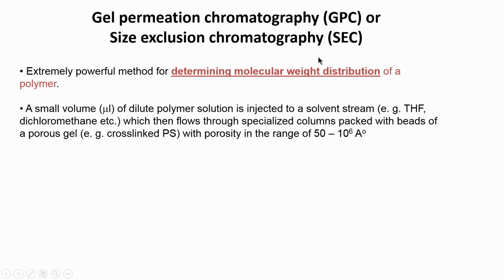And then another very widely used and very powerful method is gel permeation chromatography, also called size exclusion chromatography. What it is, you take a small volume of your dilute polymer solution and inject it into a column that is packed with beads. These are porous gels, typically with diameters in the range of angstroms.